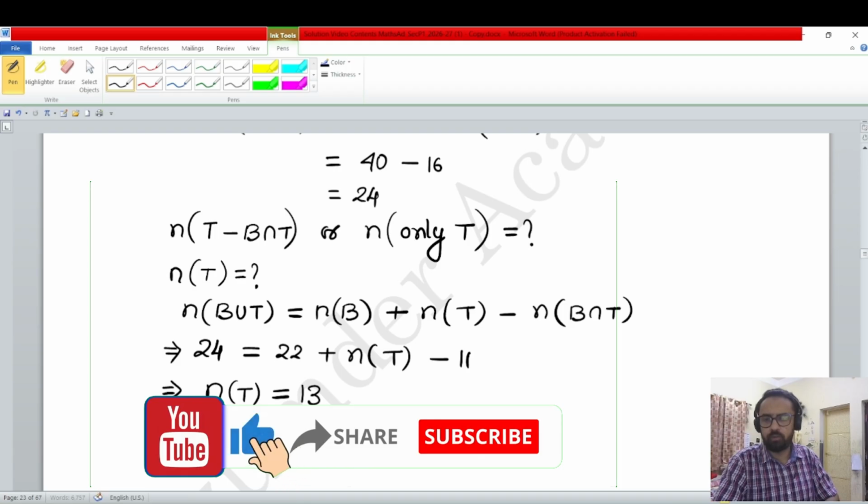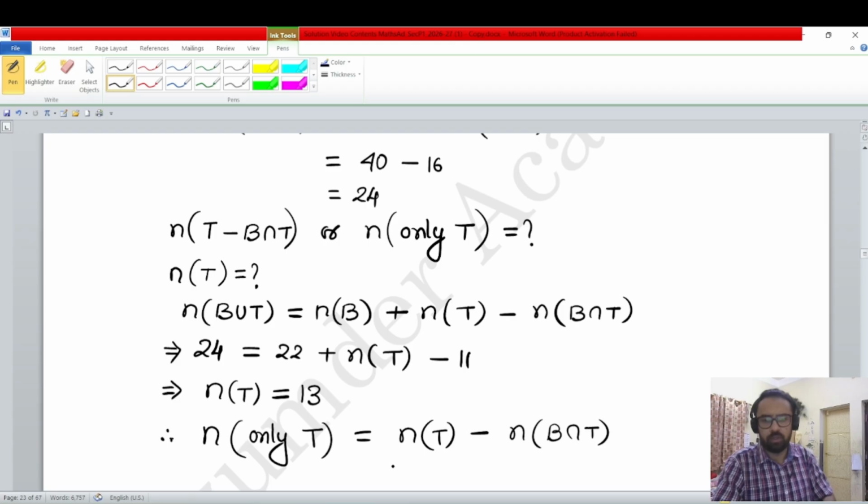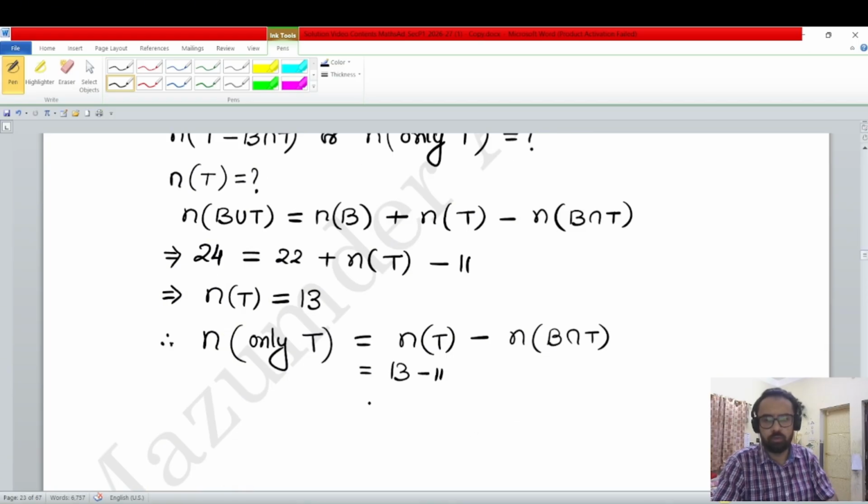Therefore, we need to calculate n of only T. Only T means n of T minus n of B intersection T. That means 13 minus 11, and that will be equal to 2. Therefore, only 2 students play only table tennis, not badminton. That is my final answer.